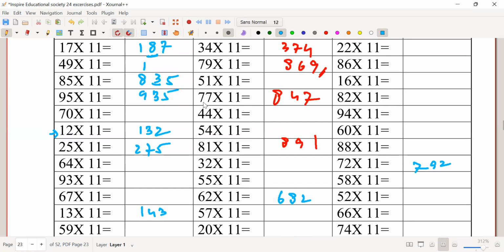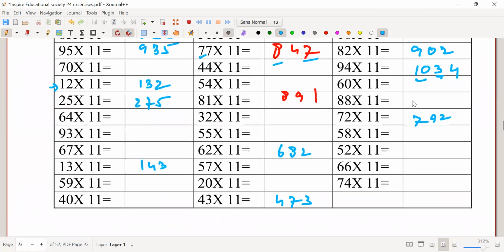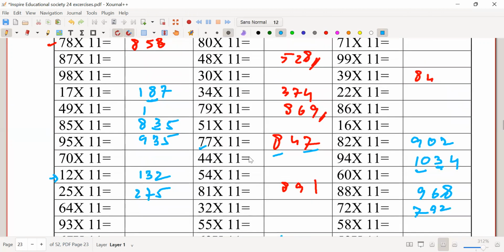So when I'm answering this, 77, it's 14. Automatically, I will raise 1 to the 7, making 8, unit digit 4, and final digit 7. It looks like an immediate answer, but the process happening is just raising one. If it's 82 into 11, it's 10, isn't it? So raise 1 towards 8, 9, 0. 94 into 11: 13, raise 1, 10, 3, 4. 88 into 11 is 968. Got it? So this will be one option.